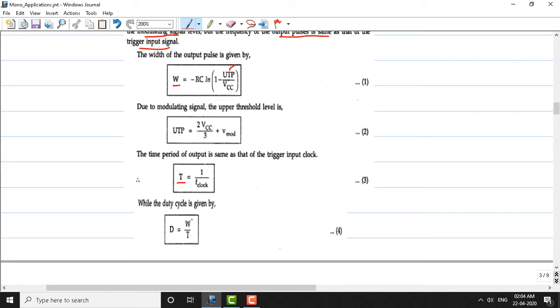Duty cycle is the on time divided by the total time period. W represents the on time. In a square or rectangular waveform, how long the signal remains at high level is called the on time, how much time it remains in the on state. That is divided by the total time period, which includes both off time and on time. That gives us the duty cycle. Duty cycle is usually expressed in percentage. It may be 25% or 50% for a square wave, and even 75% for a rectangular wave.